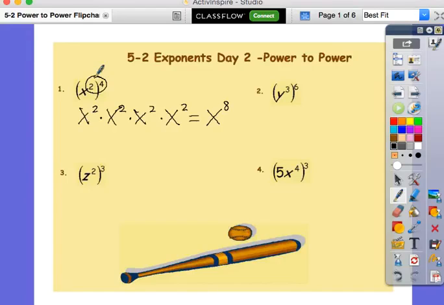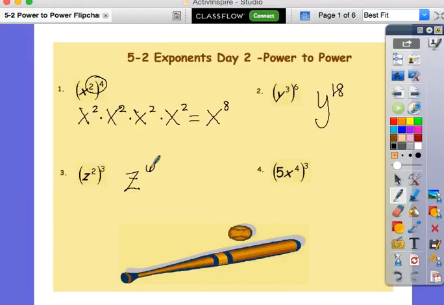So now that you see that little bit of a shortcut, on number 2, we could look at this and say our answer would be y to the what? 18th power. Very good. Okay, number 3 would be z to the 6th power. Number 4, what are your thoughts on number 4? Kiana? You cube 5 and then cube x to the fourth power. Good. Yes.